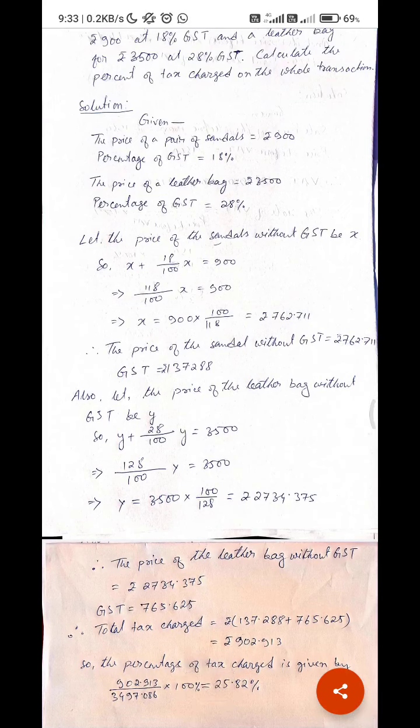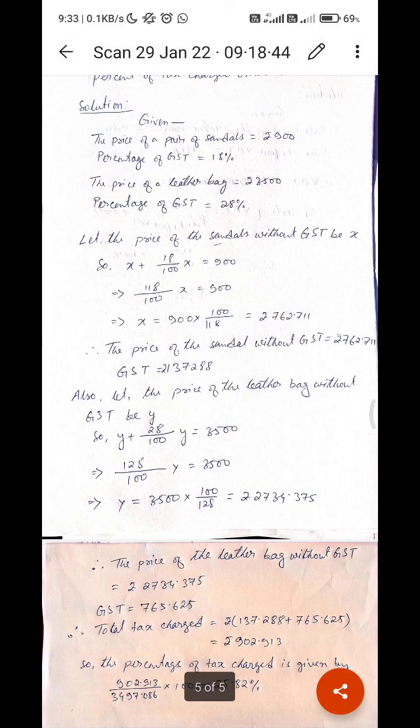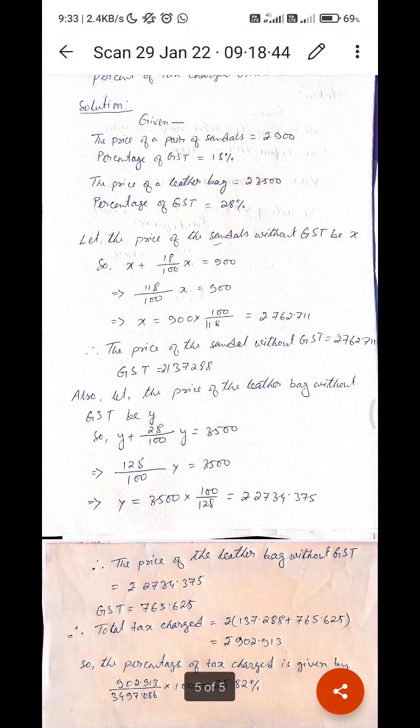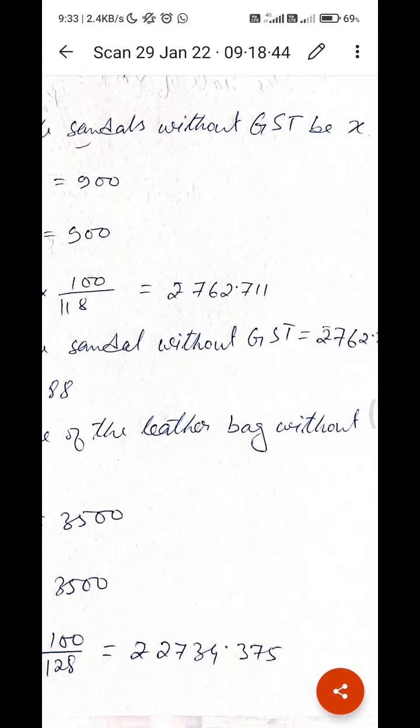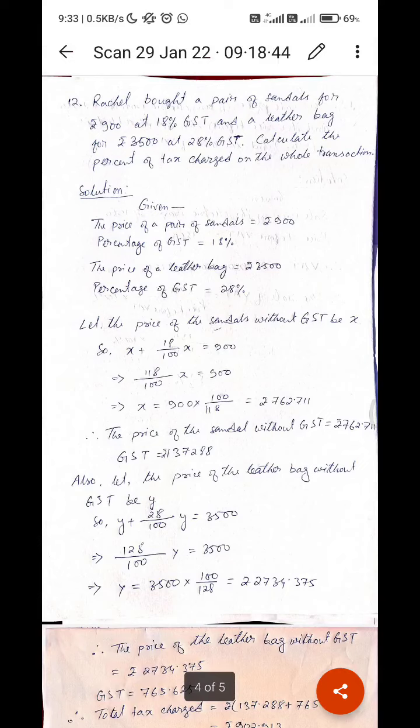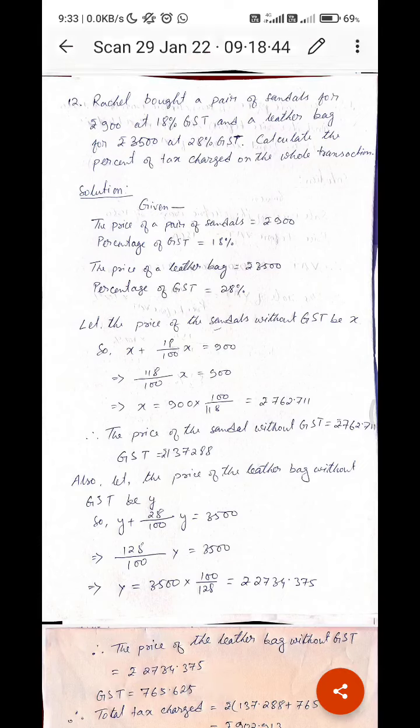If this is the price of the sandal without GST, and 900 is the price with GST, then if you subtract this 762.711 from 900, this will give you the amount of GST charged, which is 137.288.